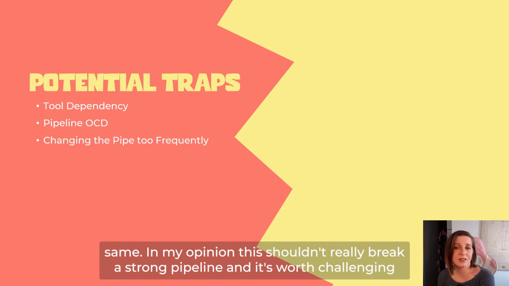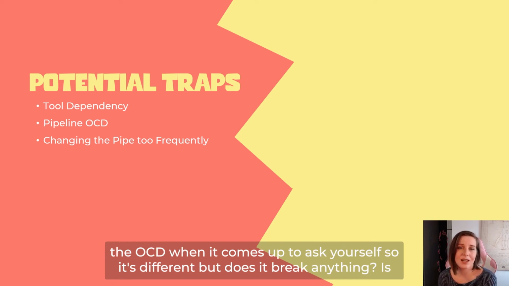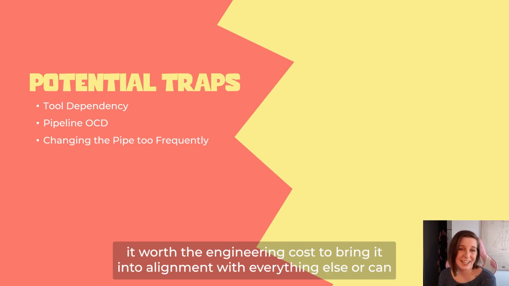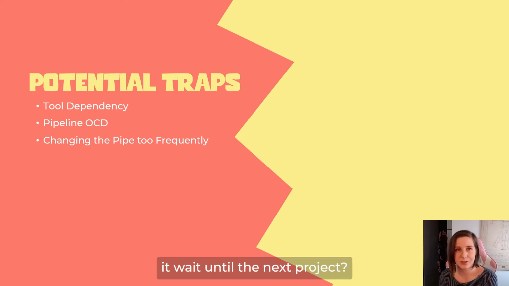In my opinion, this shouldn't really break a strong pipeline, and it's worth challenging the OCD when it comes up to ask yourself, so it's different, but does it break anything? Is it worth the engineering cost to bring it into alignment with everything else, or can it wait until the next project?